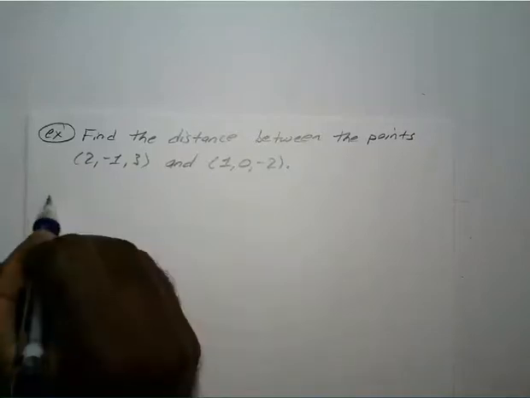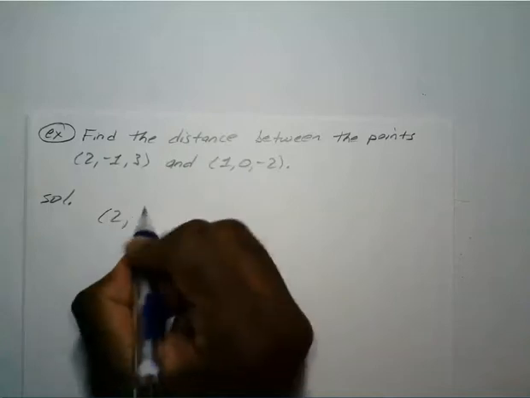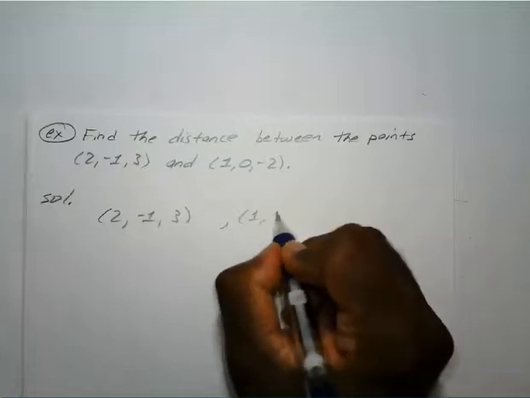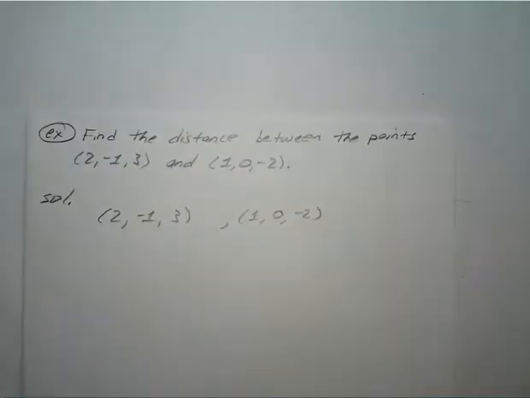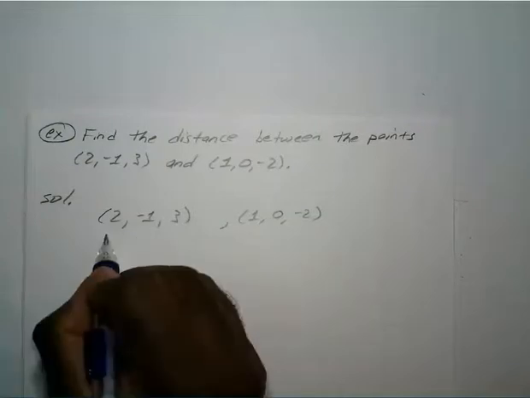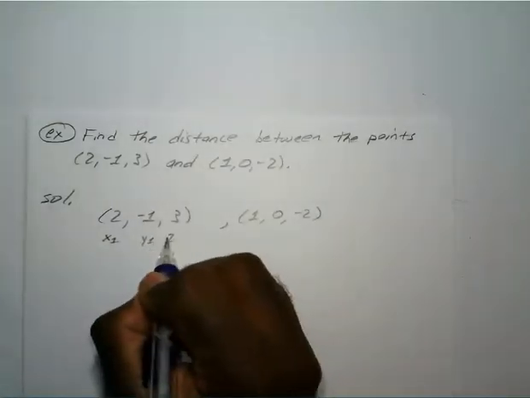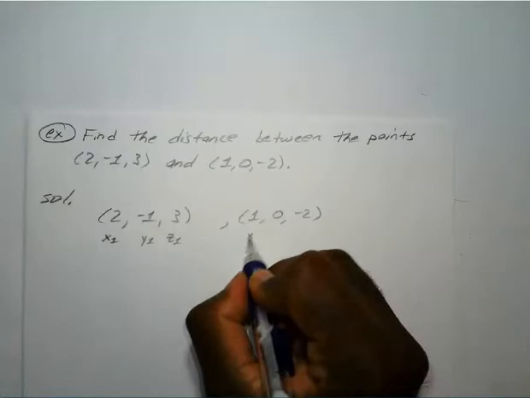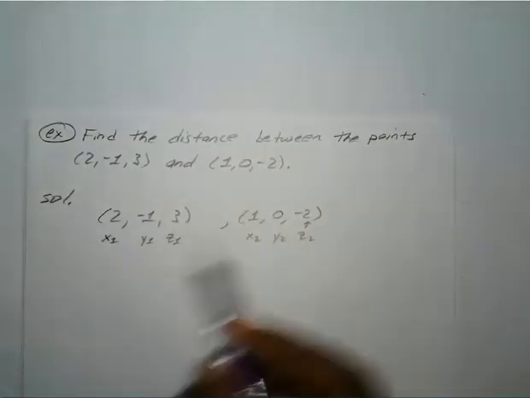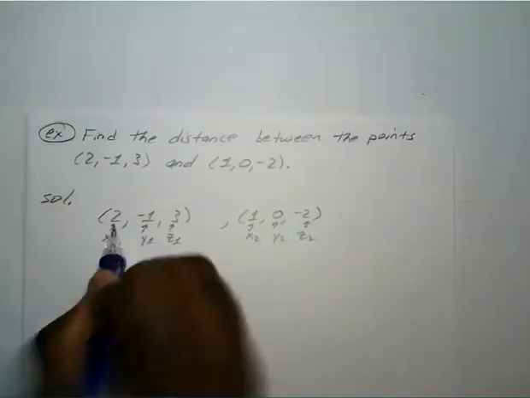All right. So to go ahead and solve this, I'm just going to rewrite our points: 2, -1, 3, and 1, 0, -2. Now it doesn't matter which one you make which, but for the sake of simplicity, we'll make this our x1, y1, z1, and our x2, y2, z2. Okay, so we have all of our points right there.